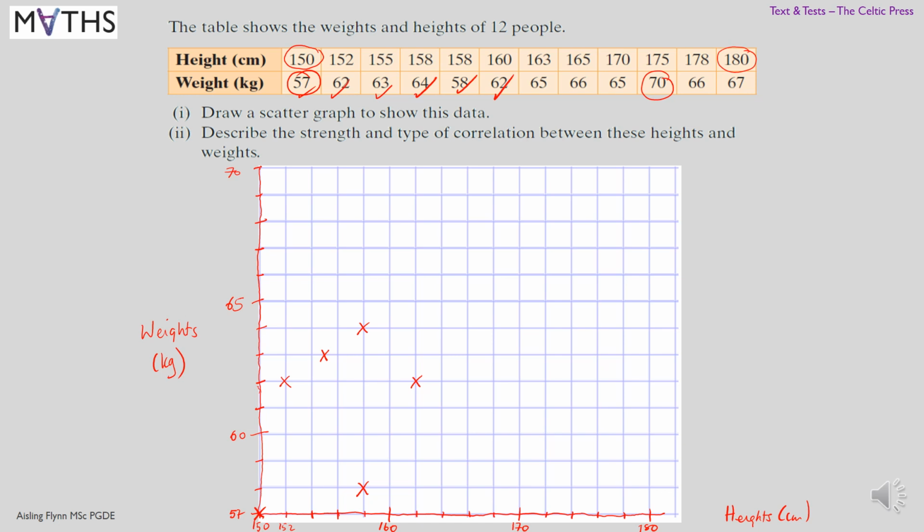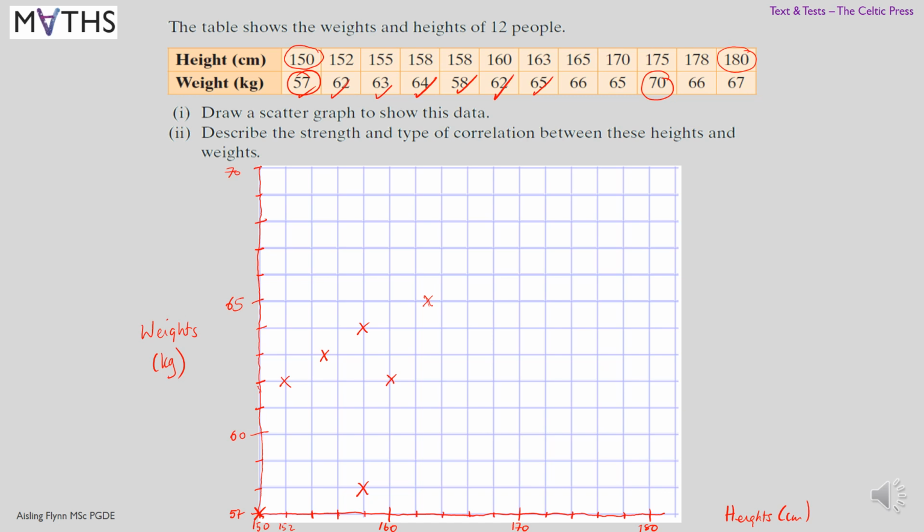163, oh sorry, that last one is wrong. Can I rub that out? Oh, I can. Okay, so the last one there, 160 goes with 62, goes here instead. Okay, and that's why we always do graphs in pencil, you can rub out. 163 is here, goes to 65, yeah, so there.